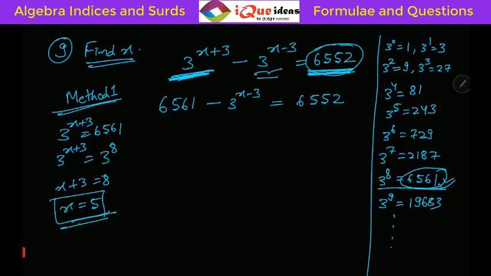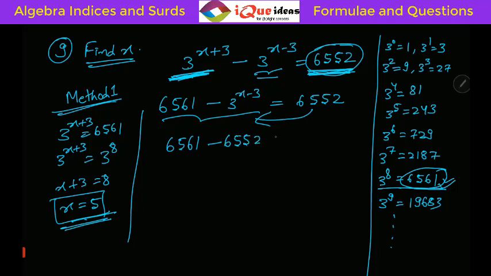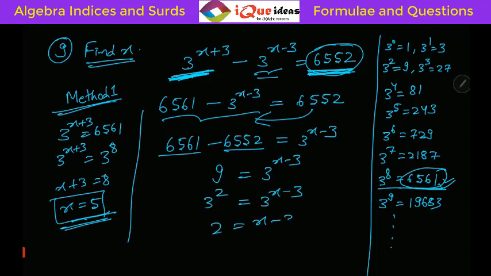Now we don't know whether it is correct or not. That will be confirmed from here. How? Let's see. Bring 6552 this side. So it becomes 6561 minus 6552, that is equal to 3 raised to the power x minus 3. Now 6561 minus 6552 is 9. Subtract normally. That is 3 raised to the power x minus 3. Now 9 is 3 square. So 3 square is equal to 3 to the power x minus 3. So 2 is equal to x minus 3. From here also you get x equal to 5. Right. That means this x equal to 5 is a correct answer. So 6561, our assumption that we started with is correct.